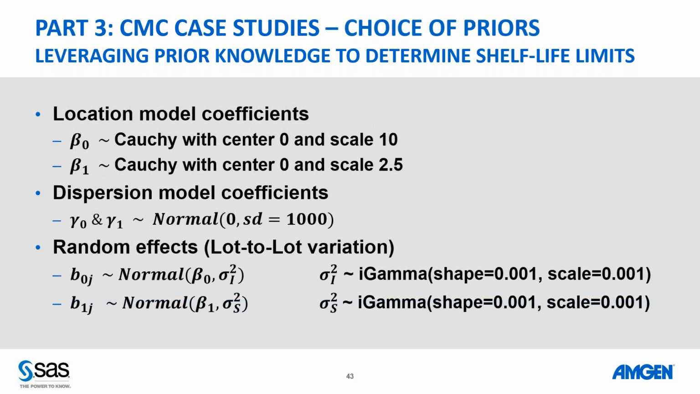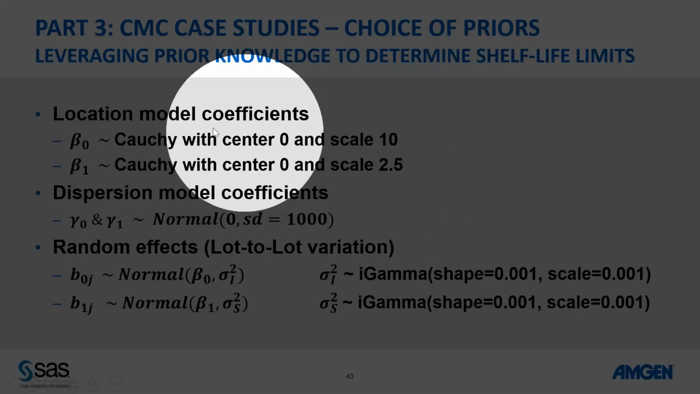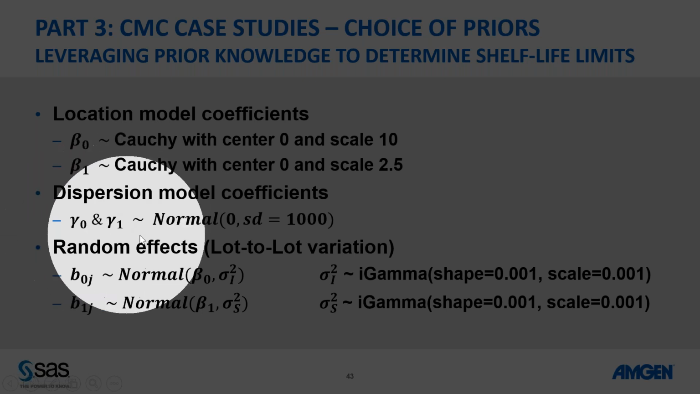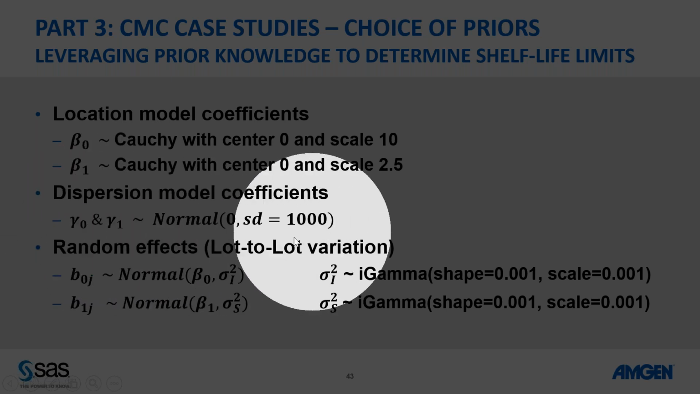In terms of the choice of priors, and this could be a discussion of how to do this. For regression coefficients in general, I don't know if there's a consensus, but at least some experts like Professor Gelman suggest using a half Cauchy and a half t for the parameters of a regression. So that's what we're doing here with the intercept and the slope. For the dispersion coefficients, we're going to use a normal with a large variance.